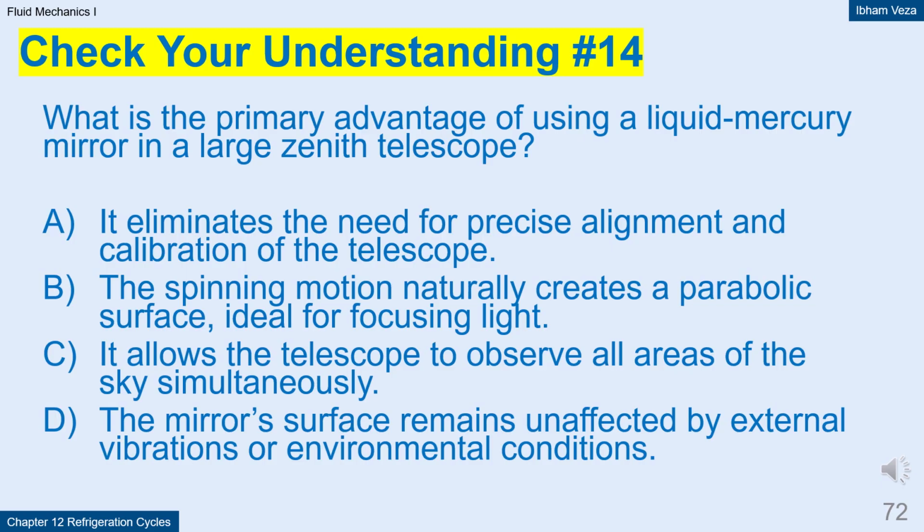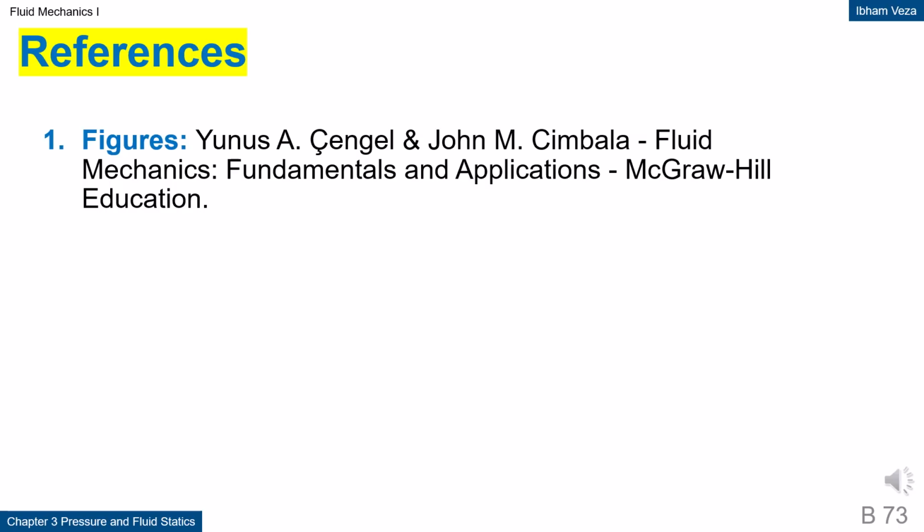Explanation of incorrect options. Option A. While the liquid mirror benefits from its self-forming parabolic shape, precise alignment and calibration are still needed for other parts of the telescope to ensure accurate observations. Option C. Liquid mercury mirrors are limited to observing objects near the zenith and cannot scan all areas of the sky due to their fixed orientation. Option D. The mirror's liquid surface can be affected by vibrations or environmental disturbances, requiring careful control to maintain its shape.